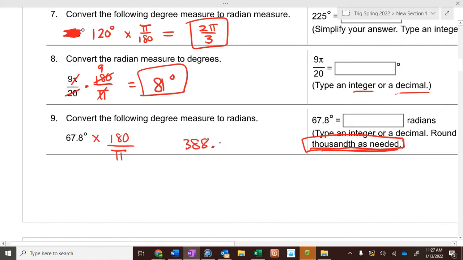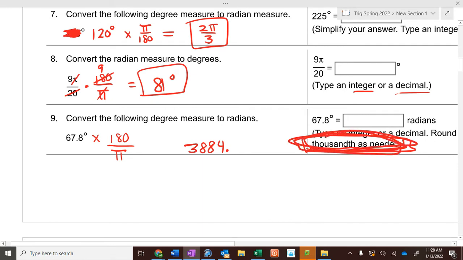388.4 what? Oh, 3,884 point. What did it say? Round where? What am I having a tirade over?